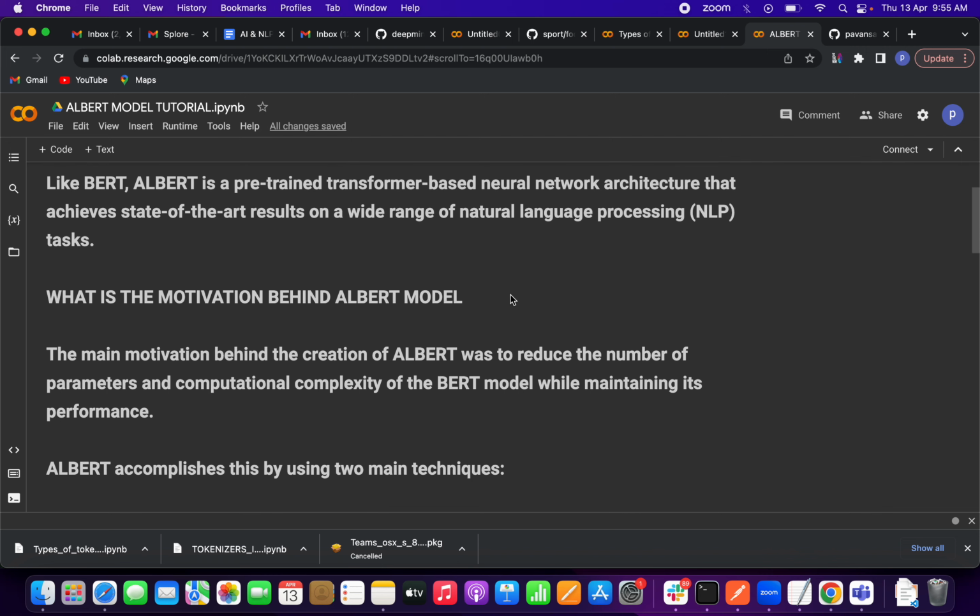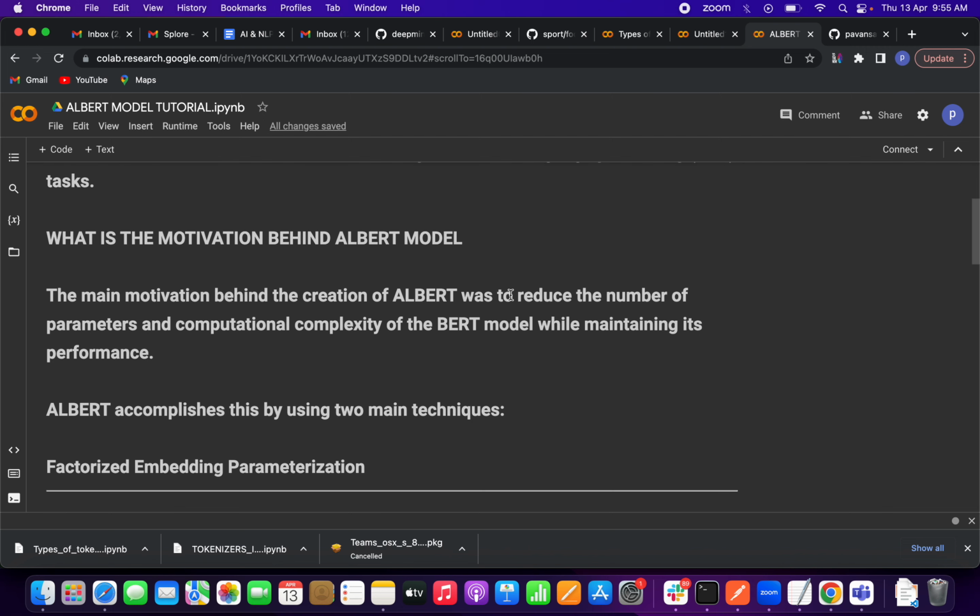What is the main motivation behind the Albert model? The main motivation is to reduce the number of parameters and the computational complexity. While training, if the model is large, it will take a lot of time because there will be a lot of parameters, and a lot of computational power is required. It is a cost. To eliminate all these things, they came up with Albert. This is the main motivation behind the Albert model.